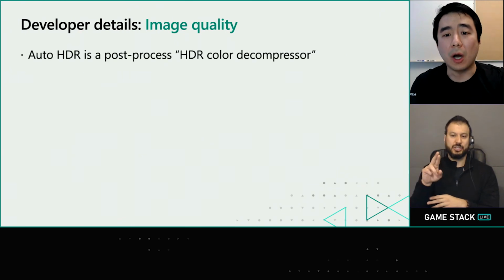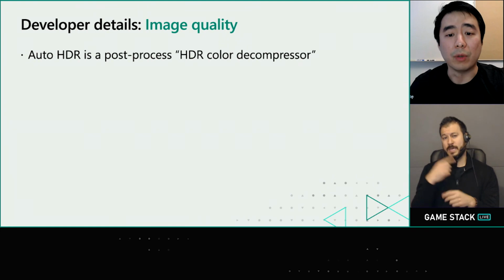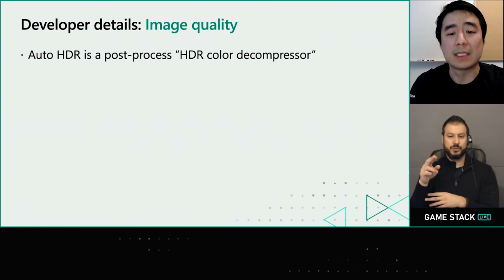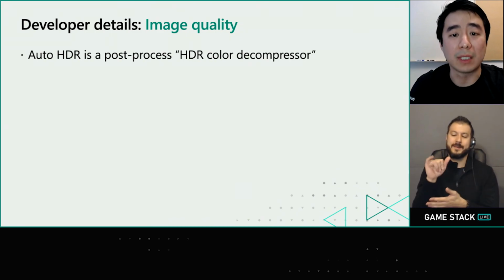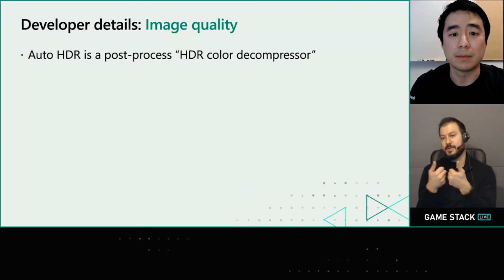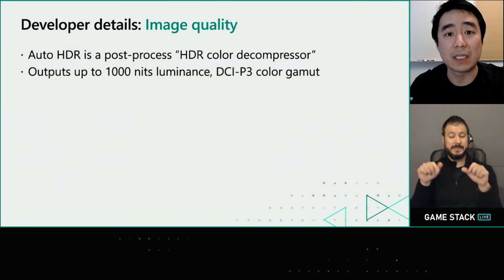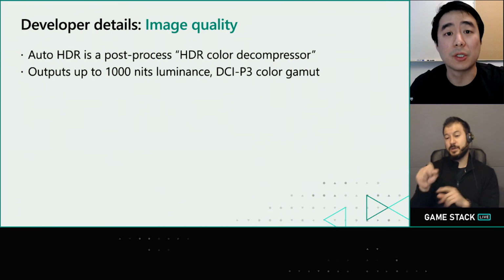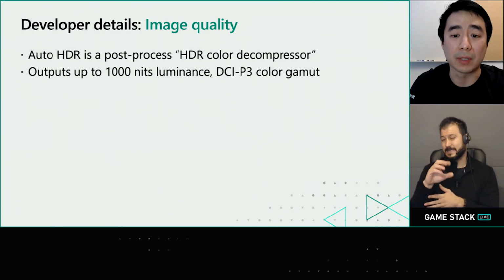We consider the underlying Auto HDR a decompressor. We trained Auto HDR on billions of pixels of HDR game output. This allows us to recover the color data that has been compressed by modern games' internal tone mappers. Depending on your display's capabilities, Auto HDR can expand your game's SDR colors to target up to 1,000 nits and the DCI-P3 color gamut.